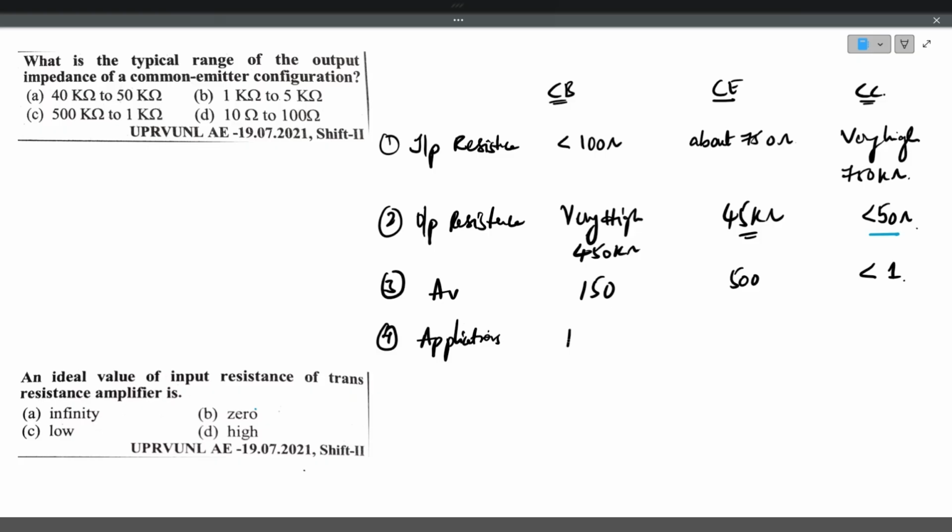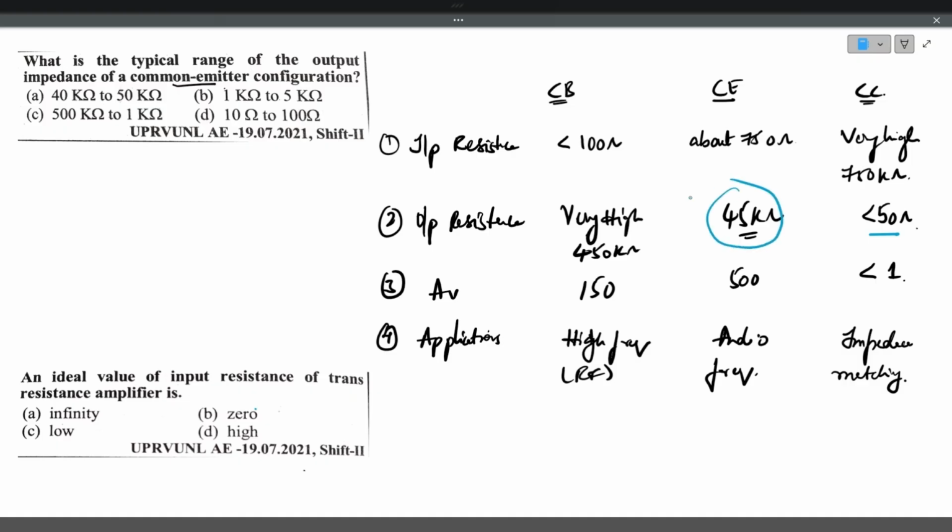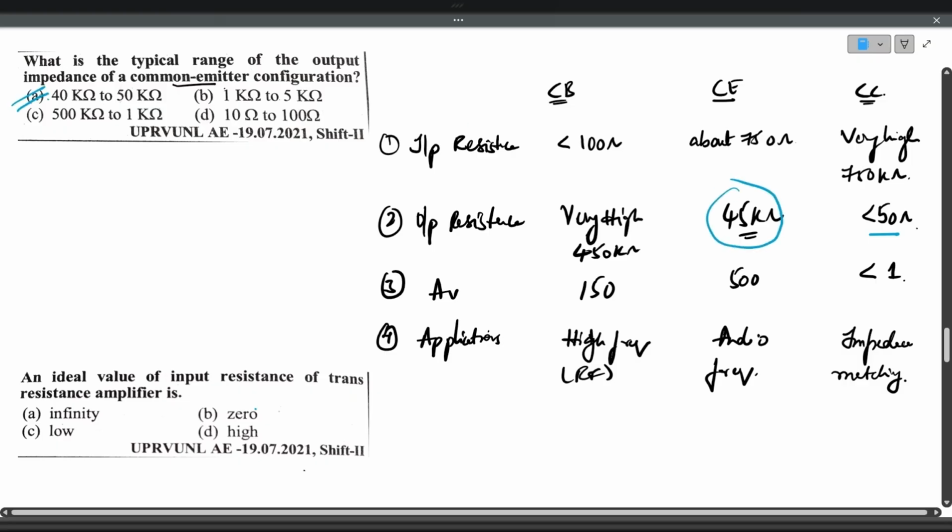Common base is used in high frequency applications, that is RF applications, whereas common emitter is used in audio frequency applications. The common collector is mainly used for impedance matching, because of its high input resistance and low output resistance. So what is the typical range of output impedance of common emitter? It is 45, so the answer is option A, 40 to 50 kilo ohms.